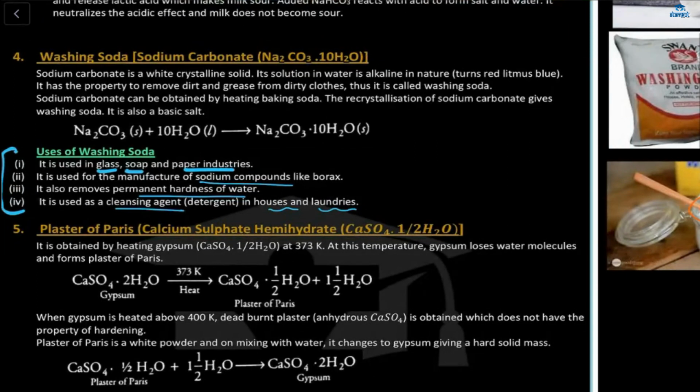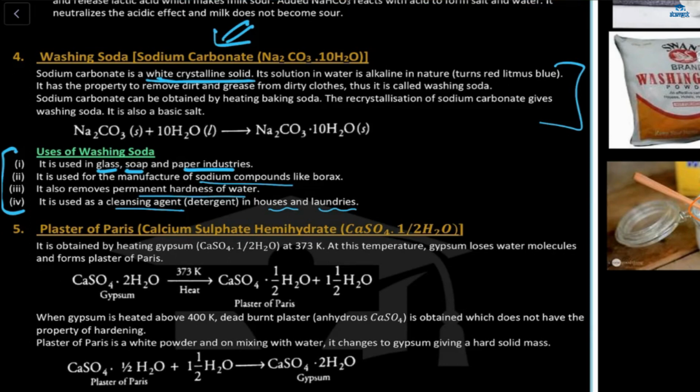So what is the process of making washing soda? Here, first we will get sodium carbonate. This is your sodium carbonate, washing soda, which is a white crystalline solid. When you see washing soda or any kind of detergent, the color of that detergent is white, right? White crystalline type, a little bit. Its solution in water is alkaline in nature and turns red litmus blue.